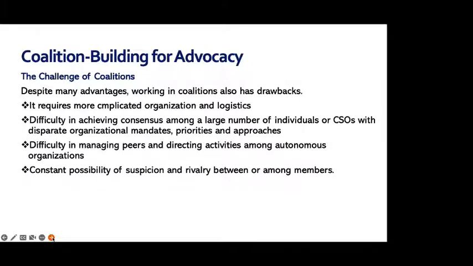Difficulty in managing peers and directing activities among autonomous organizations. I mean, we should not overflog that. Constant possibility of suspicion and rivalry between or among members. I just gave you one right now. I don't know if the secretariat of our coalition in 2010, 2011, was Alliance for Credible Elections. We just found out that all the staff had increased their salaries and all that. I don't know if there were some perks they didn't disclose. But you can see that when you are in a coalition, not everything is revealed to you. So there's a lot of suspicion. People started saying all sorts of things, and apparently I happened to be among them, because I wondered why some of us were just doing the work and others were riding. Okay, that's fine.